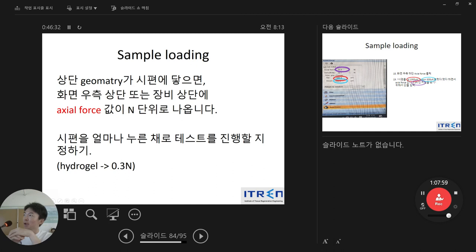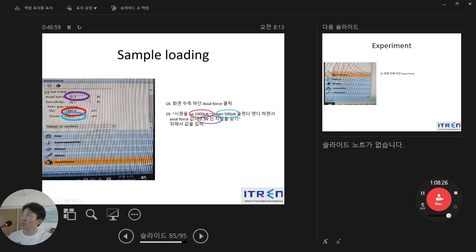And then you have to determine how much force was applied during the measurement, because this machine should grip the gel to sweep it, rotate it. So it should anyhow touch the hydrogel and then rotate it. So we have to determine how much Newton force was applied. This is called extra force. Normally 0.3 Newton or 1 Newton, it's up to you.